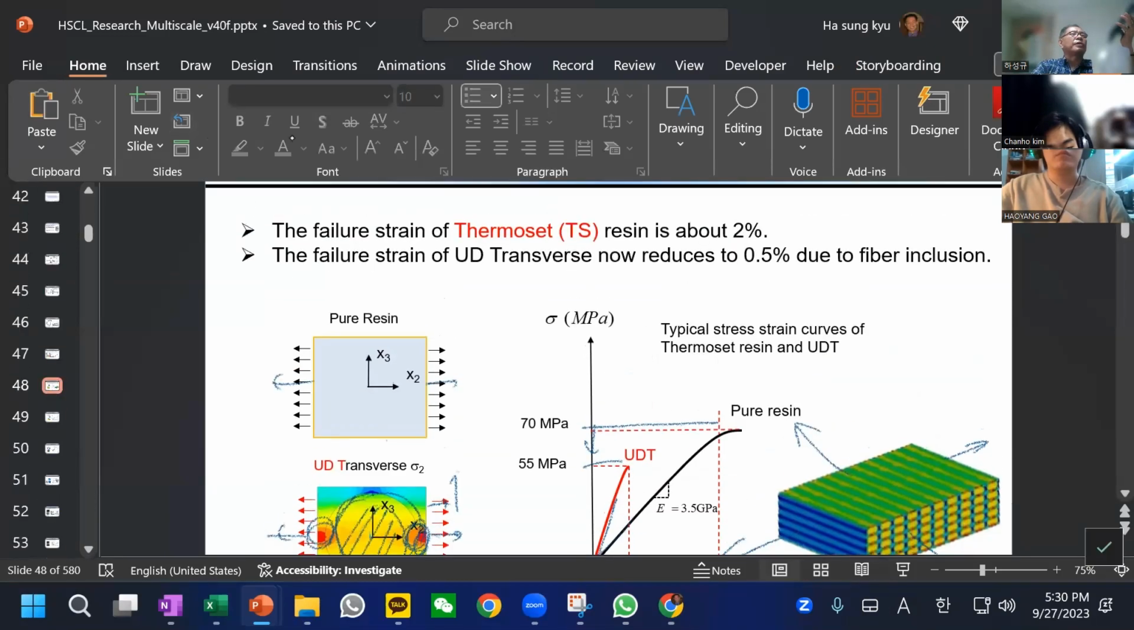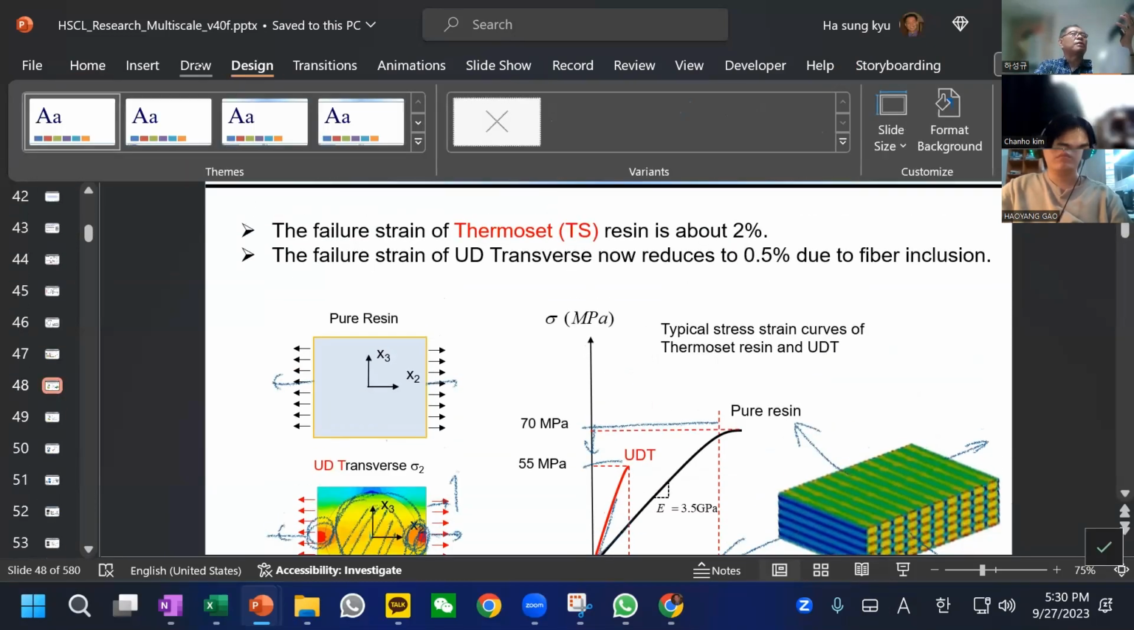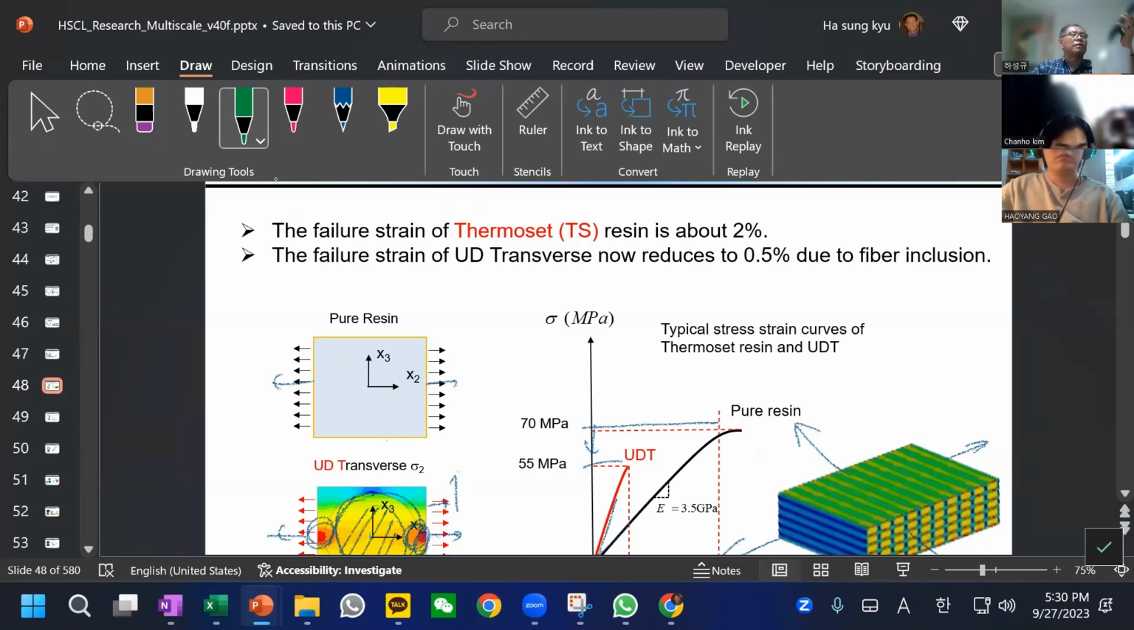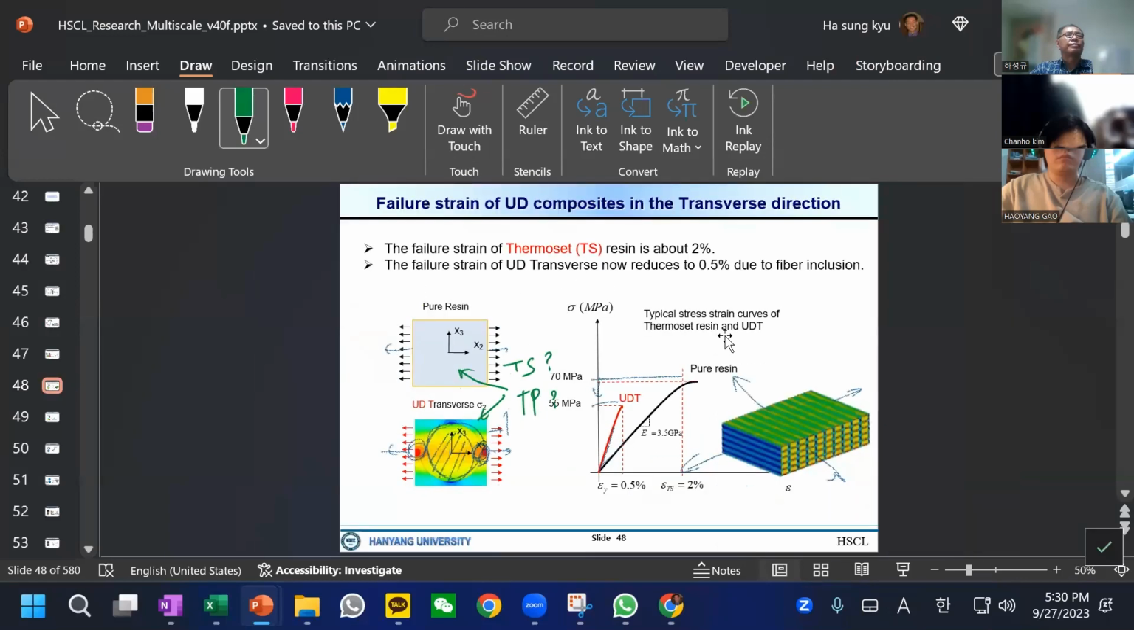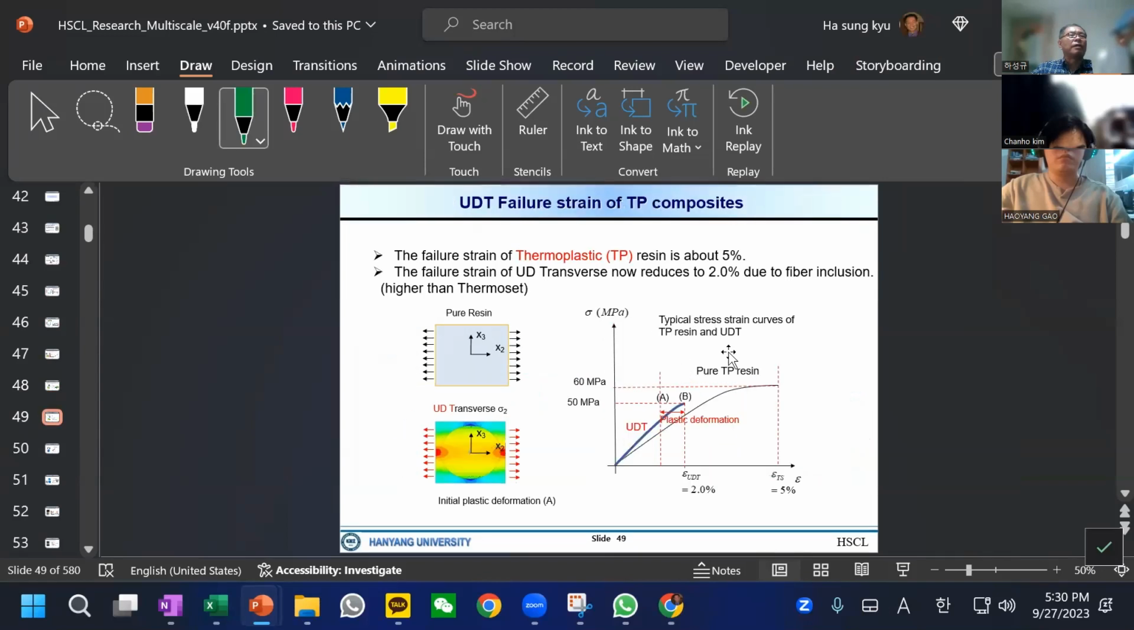Now imagine this is the thermoset or thermoplastic. Thermoset and thermoplastic, which can be better? Well, again, the thermoset and the thermoplastic, and this is the thermoplastic behavior, in the same situation.